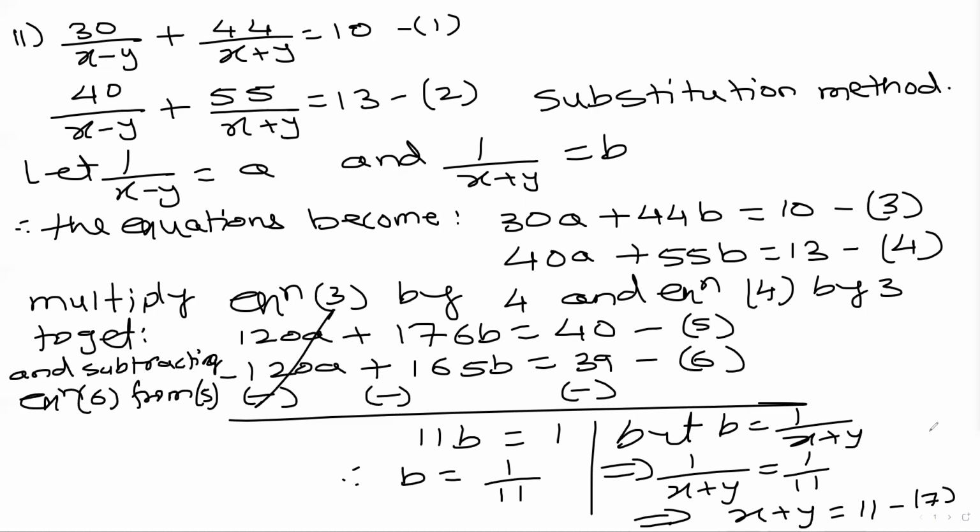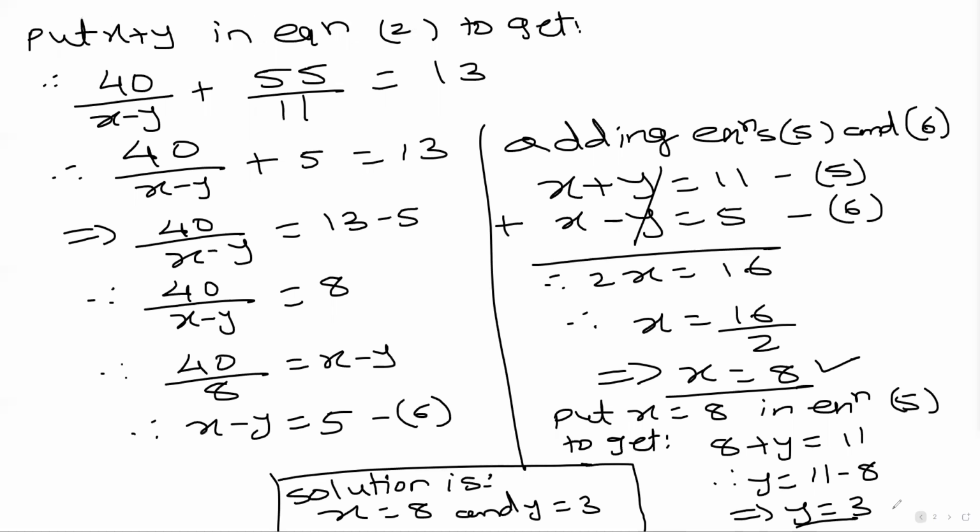Now you have to use the value of b in any of the equations, 5 or 6, or maybe 3 and 4, whatever you are comfortable with, and then find the value of a. Let us choose equation 3 this time. So put b is equal to 1 upon 11 in equation 3. Can you tell me what you get here?